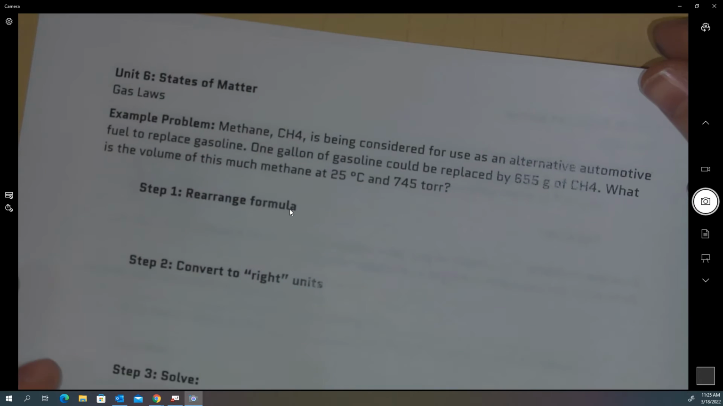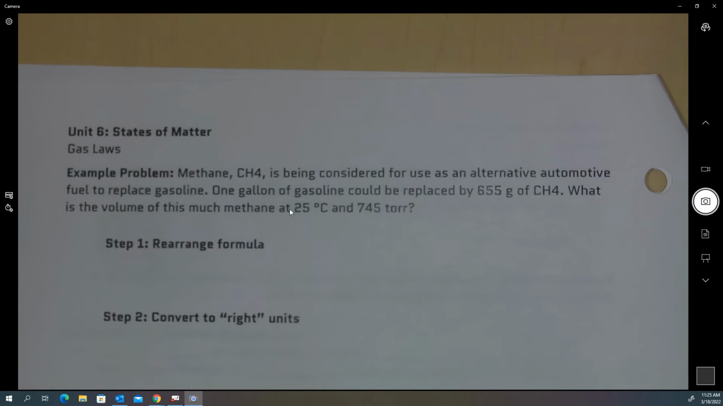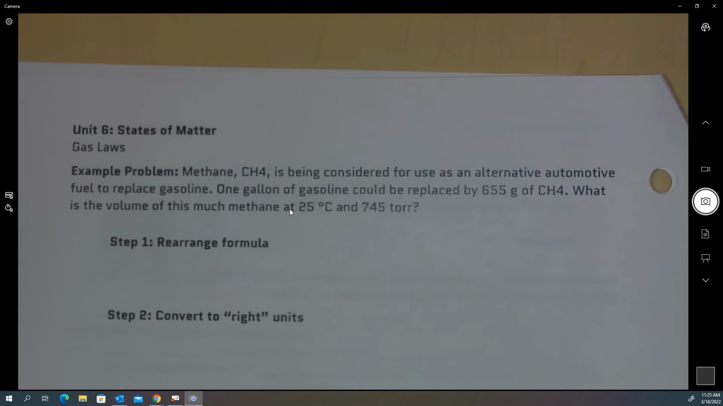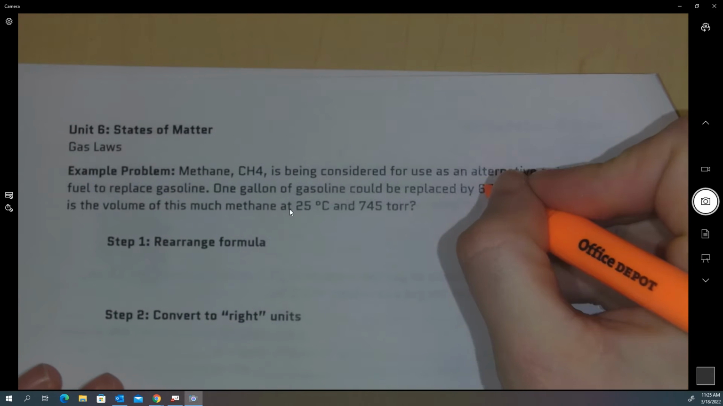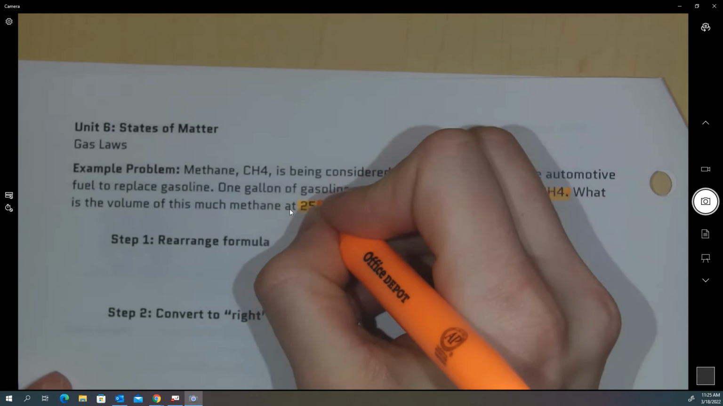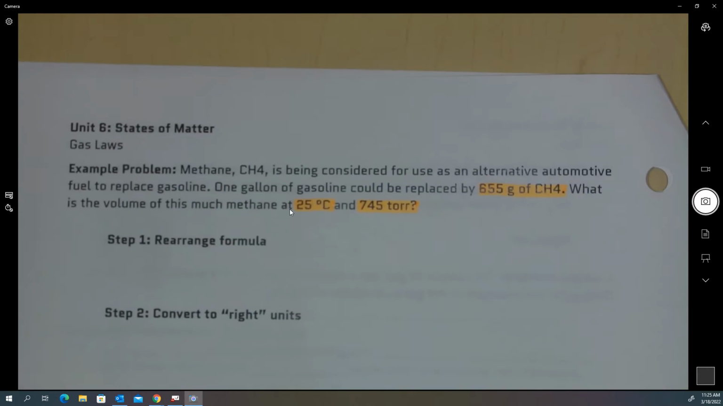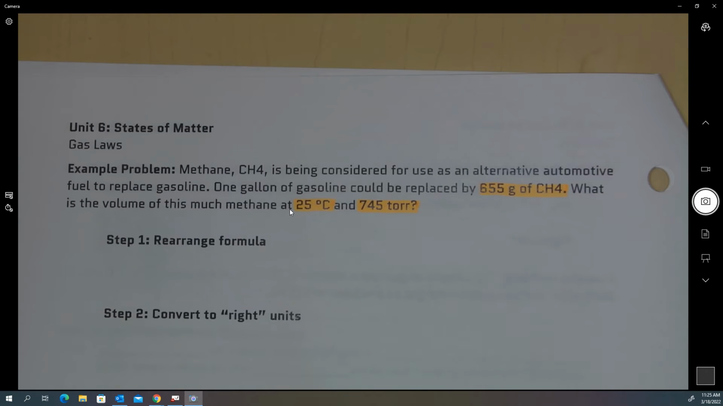It says methane, CH4, is being considered for use as an alternative automotive fuel to replace gasoline. One gallon of gasoline could be replaced by 655 grams of CH4. What is the volume of this much methane at 25 degrees Celsius and 745 torr? So the first thing that I give to you is I give you steps on how to go ahead and actually do this problem.